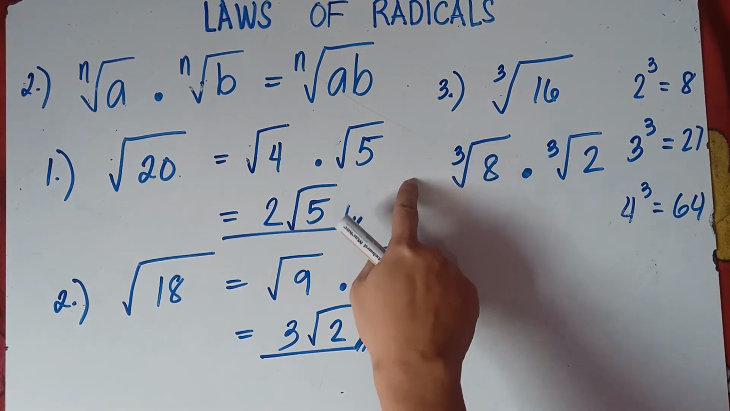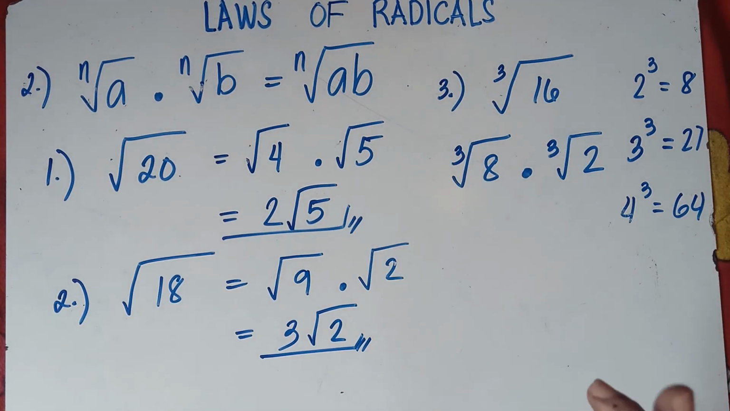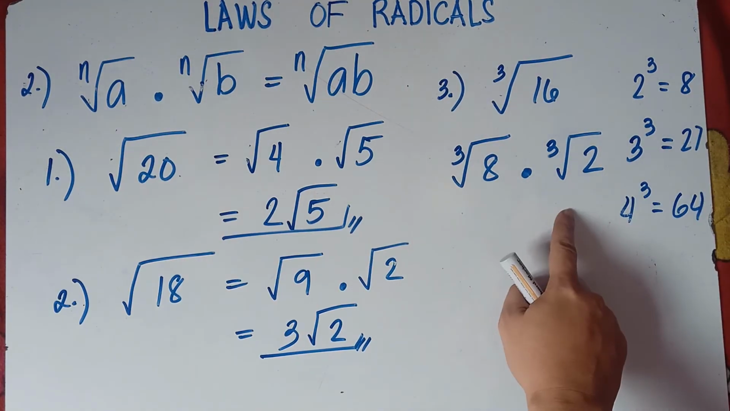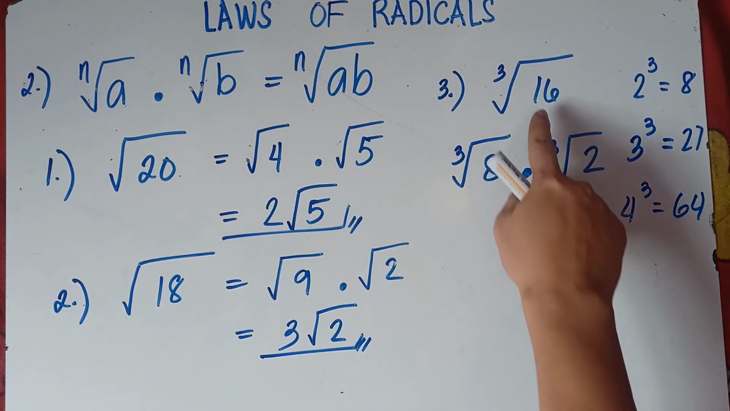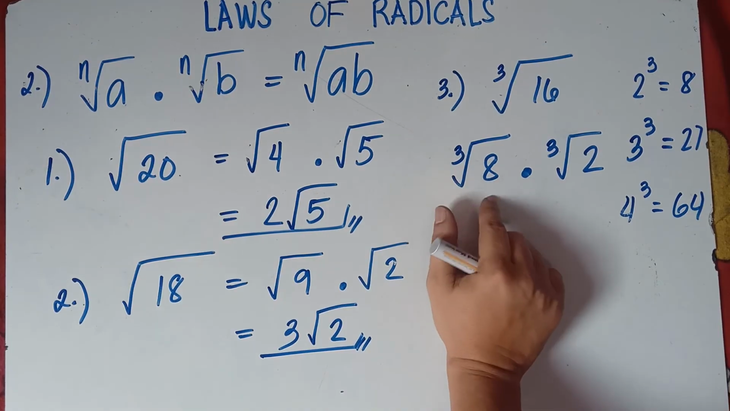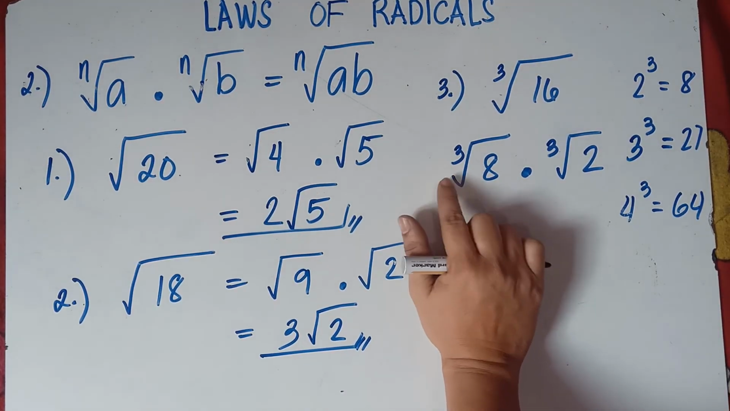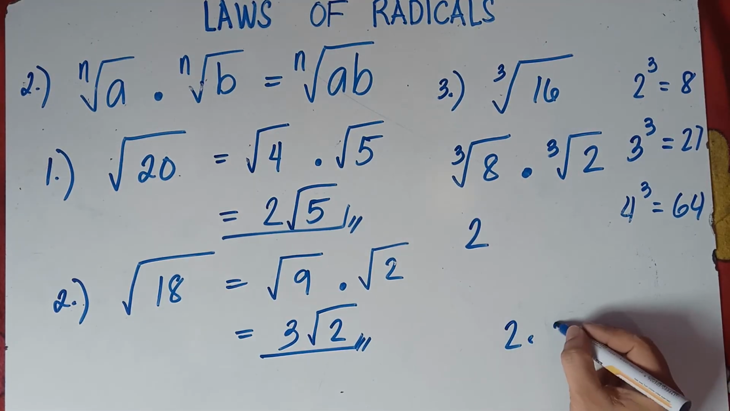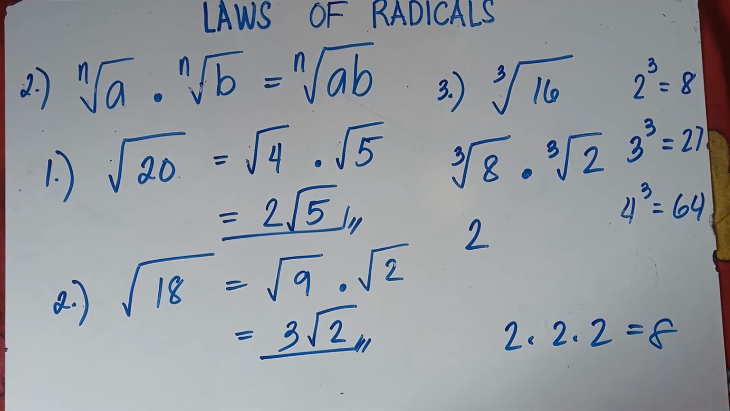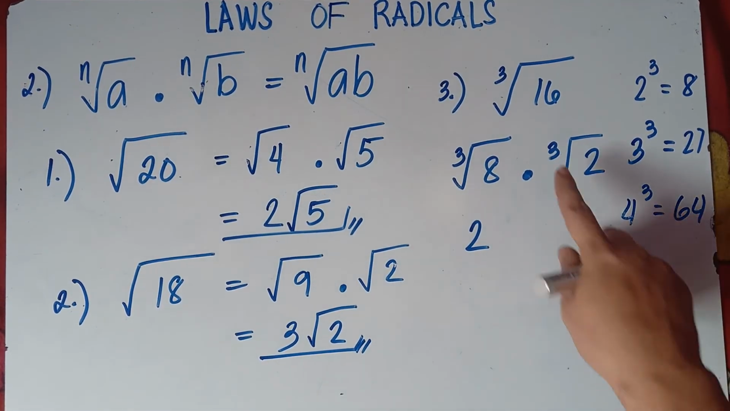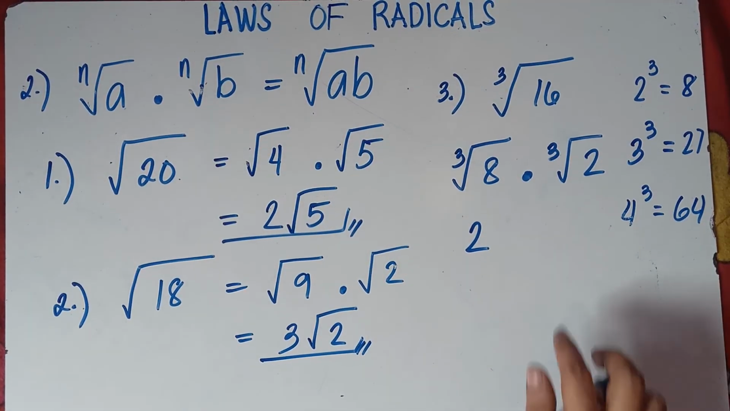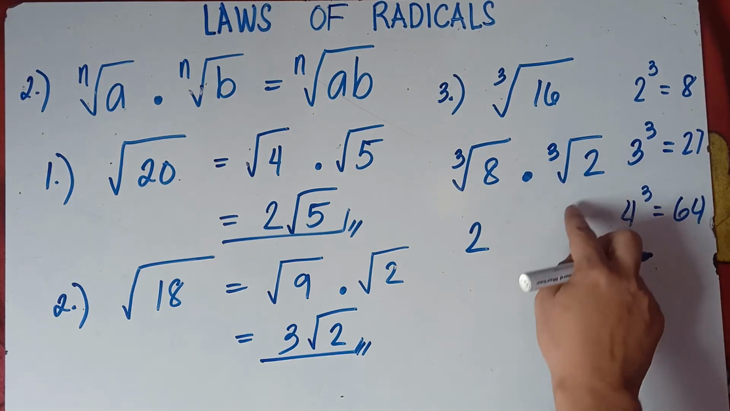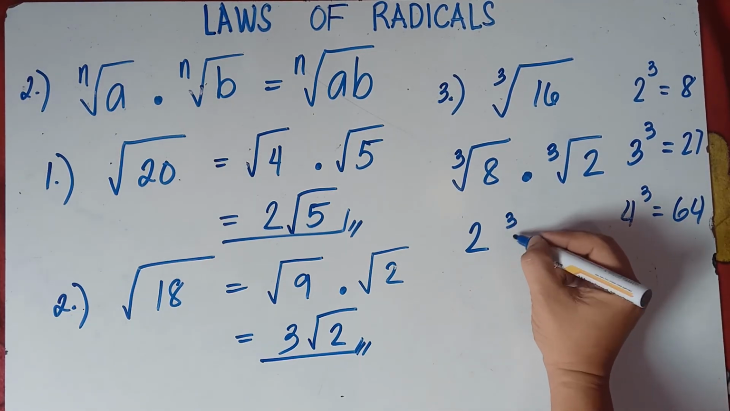Okay, for number 3, you find numbers where one is a perfect cube and the other is not, because 8 times 2 is 16. What will be the cube root of 8, class? The cube root of 8 is 2. Why is that, sir? Because 2 times 2 times 2 is 8. And the cube root of 2, we don't have. So our final answer is 2 times the cube root of 2. So that would be 2 cube root of 2.